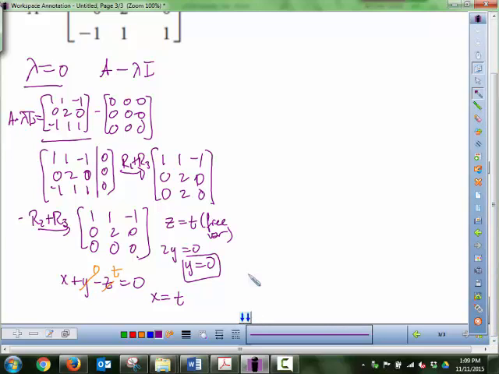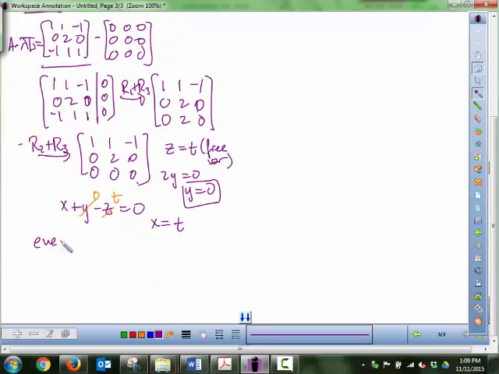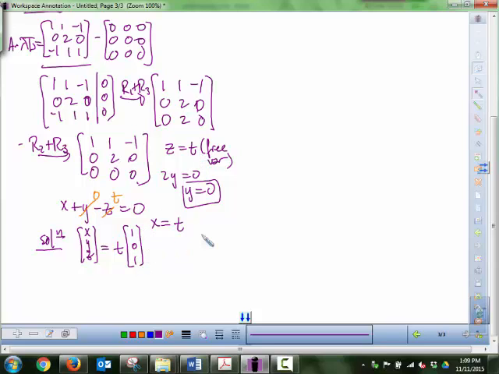So our eigenvector is going to be, well, let's just finish this as a solution for the null space. So the solution for this, finding the null space, is x, y, z equals t times, and then the x is equal to t, or 1 times t. The y is equal to 0, 0 times t, and then the z is equal to t, 1 times t.